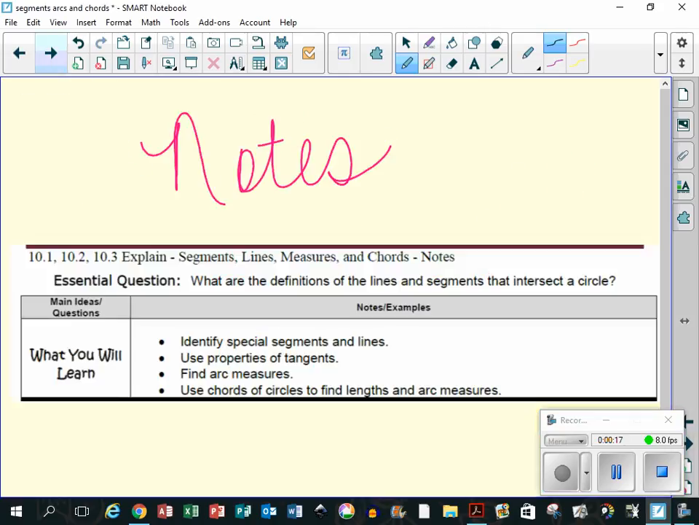First, what are the definitions of lines and segments that intersect a circle? We're going to identify special segments and lines, use properties of tangents, and find arc measures, and remember an arc is just a piece of a circle. We're also going to use the chords of circles to find lengths and arc measures. It seems like a lot, but it's all very easy.